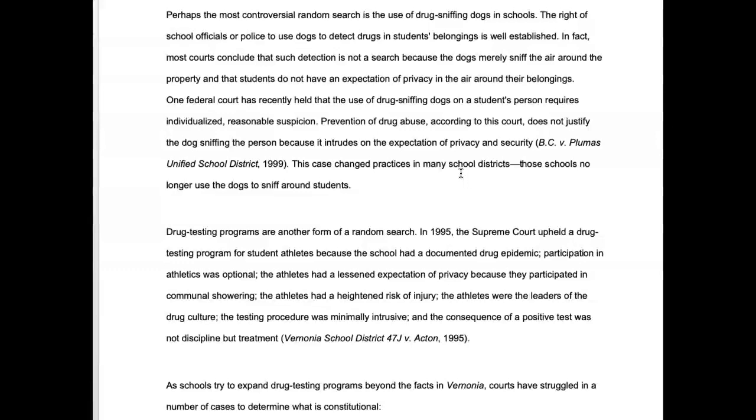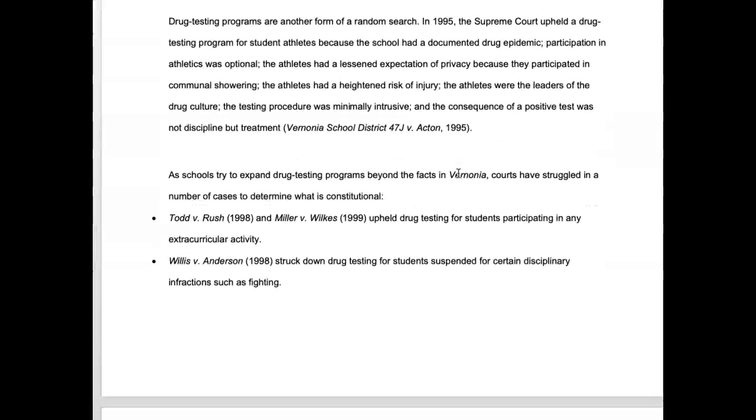But do not allow dogs to sniff around students. If they say it's okay, the police say it's okay, just don't do it. Another one is drug testing as random research. Now, that's really a county-wide thing. I don't know of any particular school that does this. Either the whole county approves it or they don't.